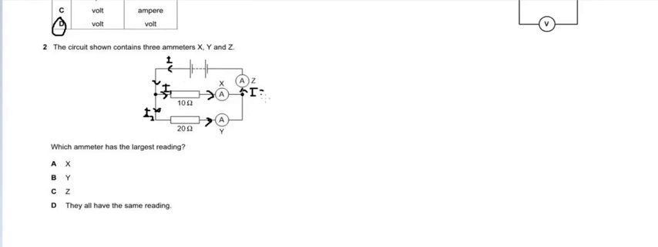So I can write here I is nothing but I1 plus I2. So which one is the largest current?